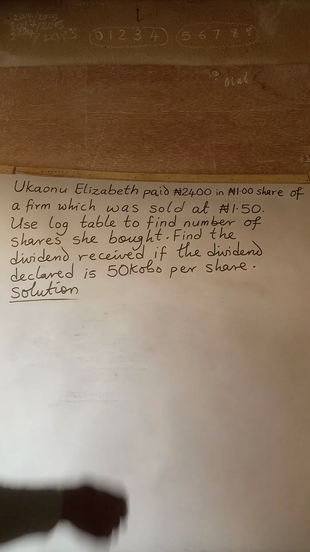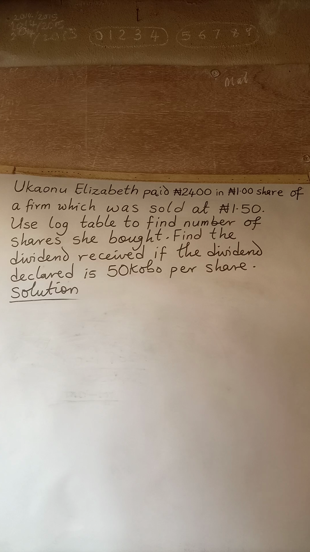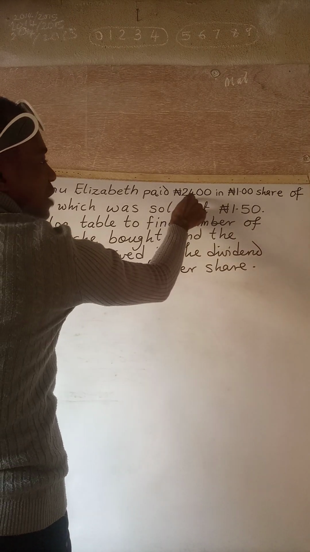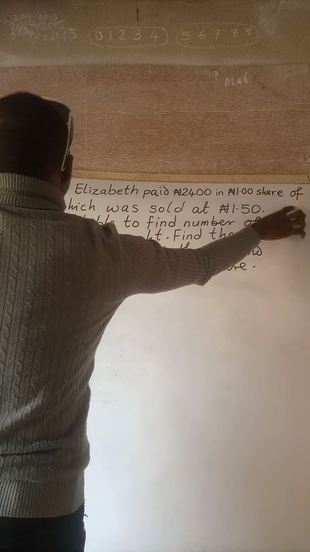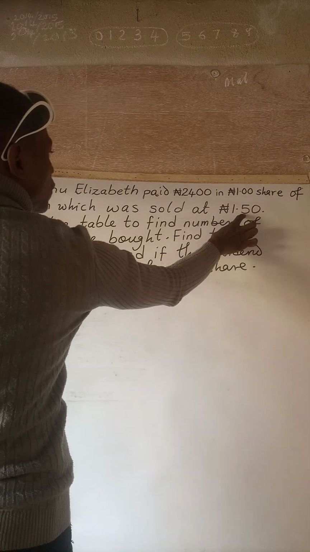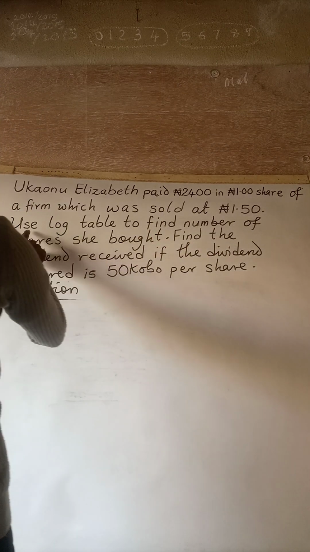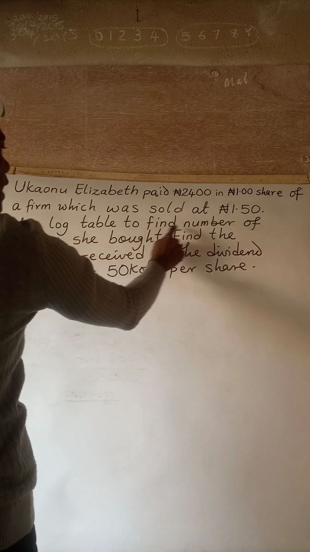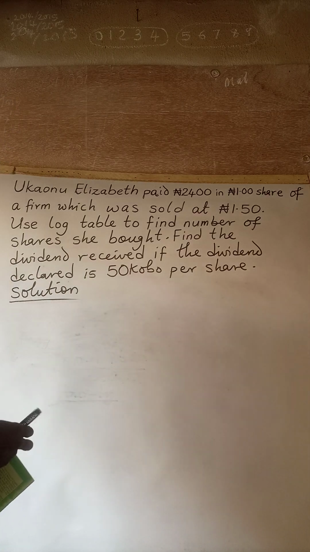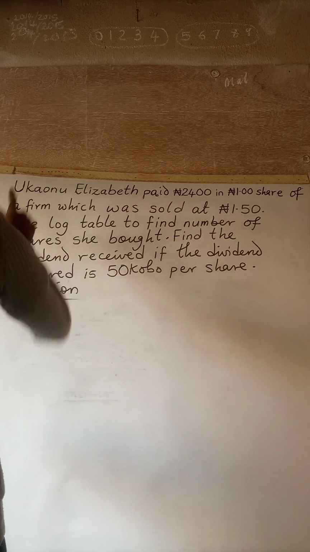Hello viewers, let's consider this question under application of logarithm to capital market. The question says, Okon, who happens to be the investor, paid 2,400 naira, which is Nigerian currency, in 1 naira share of a firm, which was sold at 1 naira 50 kobo each. Use logarithm table to find the number of shares she bought. So we are looking for the number of shares that this investor bought.